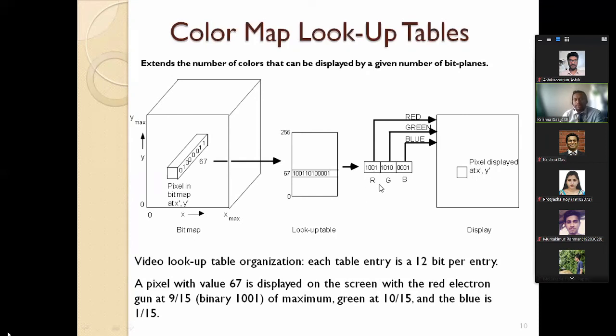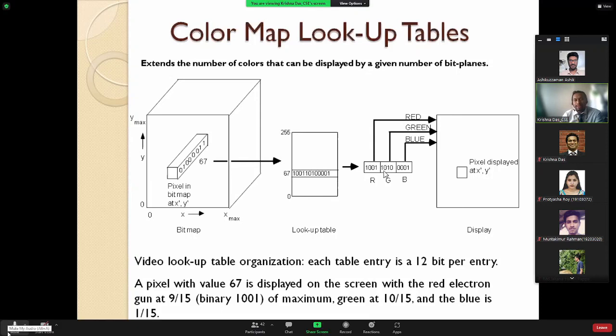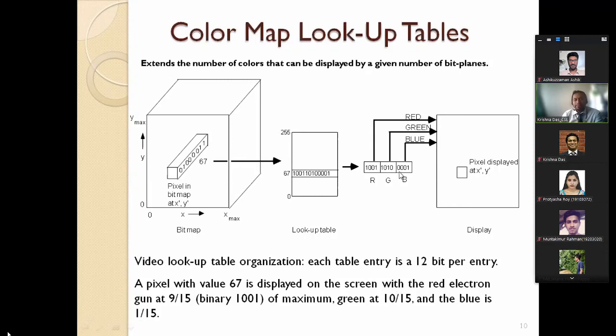For the green it will be 1010, so 1248, that means 8 plus 2 is 10. So 10 out of 15, maybe 70% intensity. And blue is 0001, that is 1 out of 15, only maybe 6-7% of the intensity that the electron gun can have for RGB. They focus that intensity on the pixel, and the pixel will generate a combination of the light. Do you understand the structure of it?